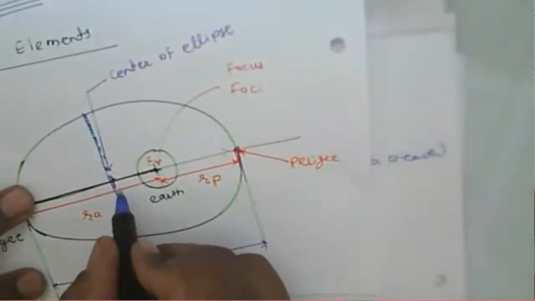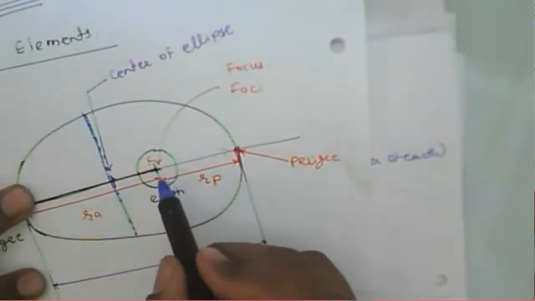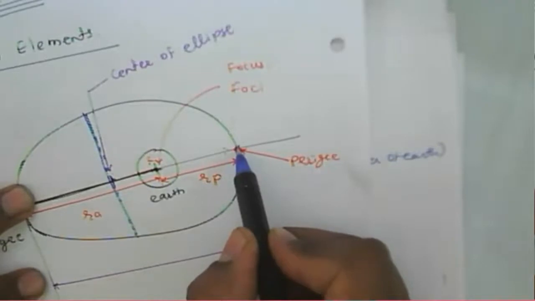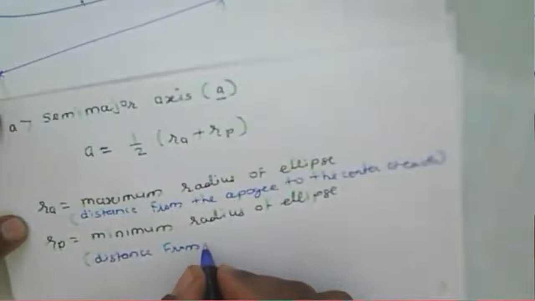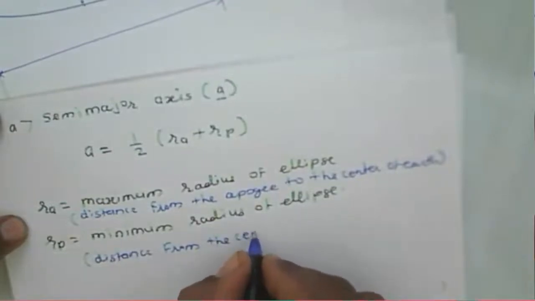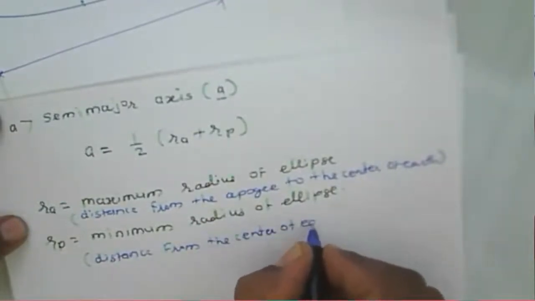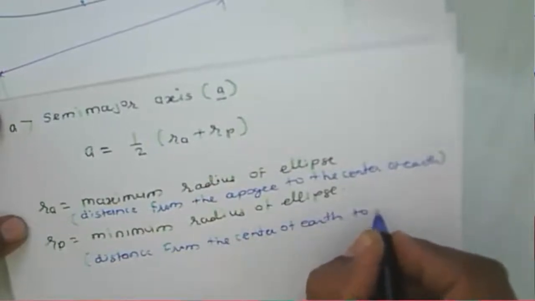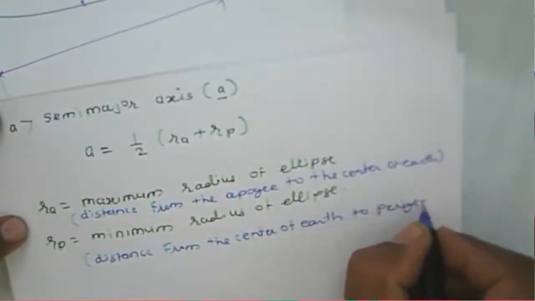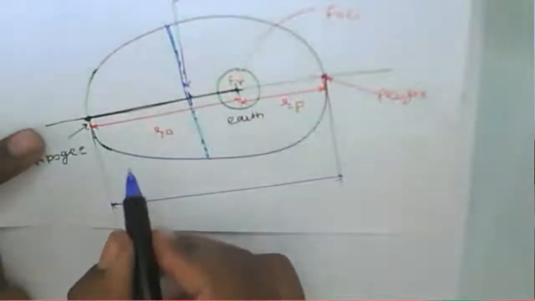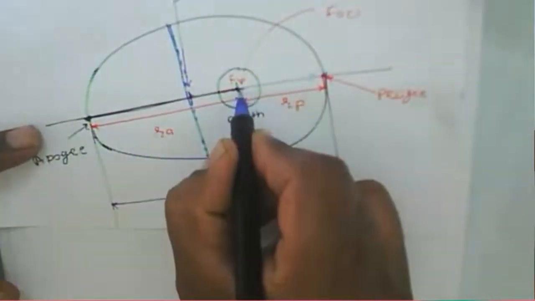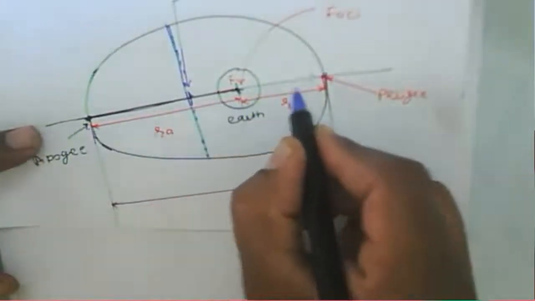And this Rp is the distance from the center of the earth to this perigee point. The distance from the center of earth to the perigee.